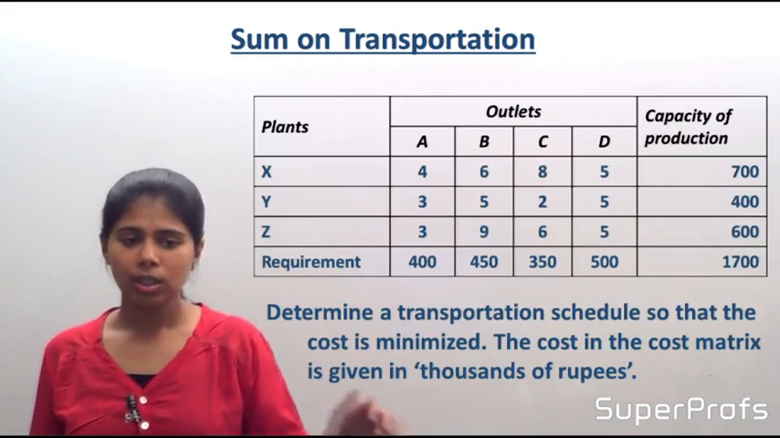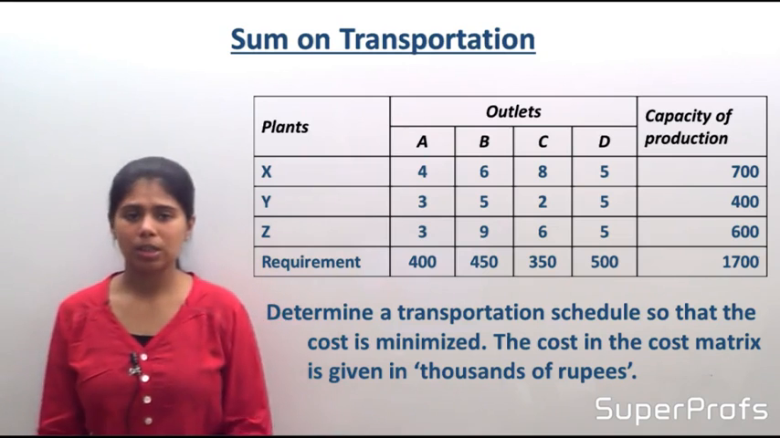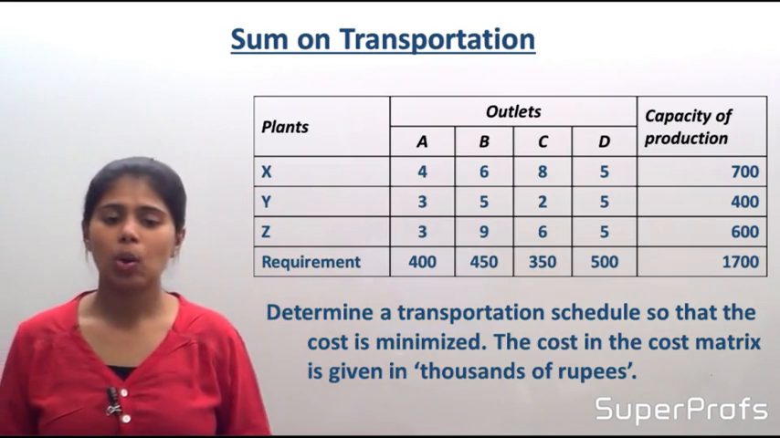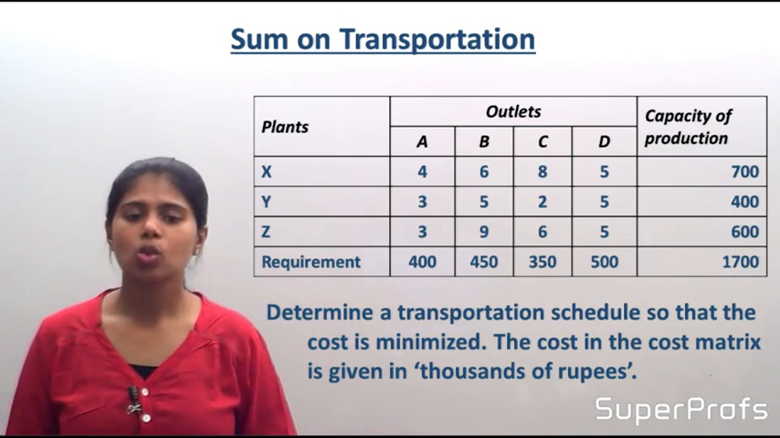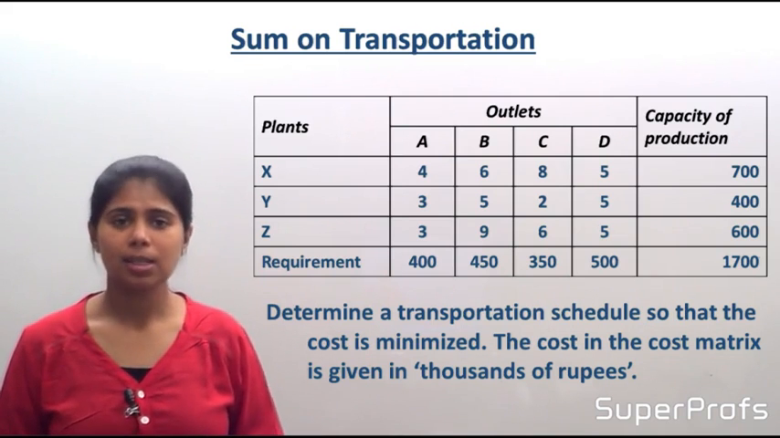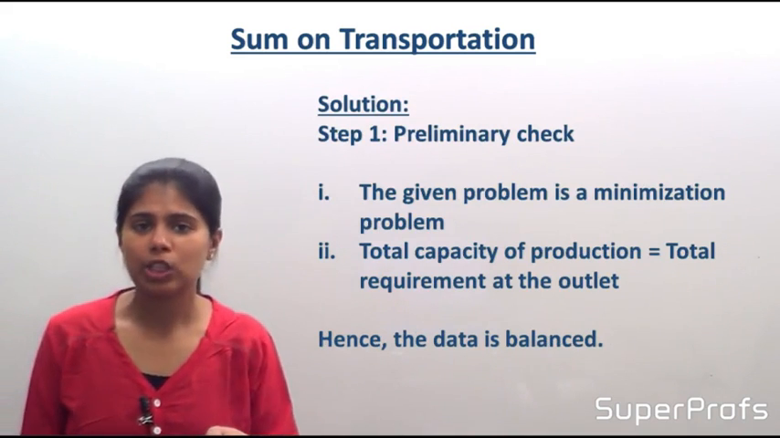So over here, if you see 700 plus 400 plus 600, capacity of production is 1700 and requirement is 400, 450, 350 and 500, which also totals to 1700. So my requirement is equal to my capacity of production and therefore my data is balanced. So my preliminary checks are done.